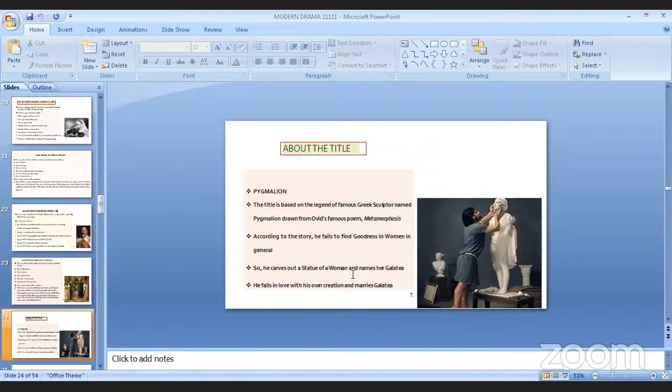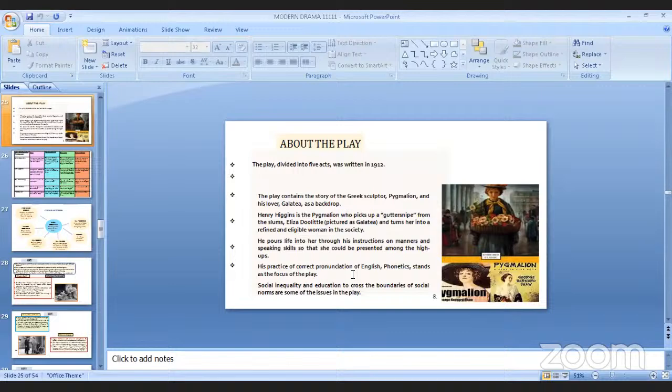The play is divided into five acts, written in 1912, and it contains the story of the Greek sculptor Pygmalion and his lover Galatea as a backdrop. Now, Henry Higgins. So this is something which revolves around this play. The backdrop is this Greek sculptor Pygmalion and his lover Galatea, and Shaw has brought out this play, the story, based on this.